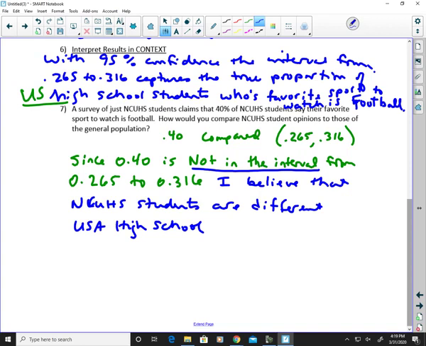So we definitely could be different. We don't know if we're the same. But that would be the conclusion I would draw. Because the 0.4 was not in the interval of 0.265 to 0.316, I would believe that North Country students were different than other USA high school students, in regards to watching football, in their preference of liking football.